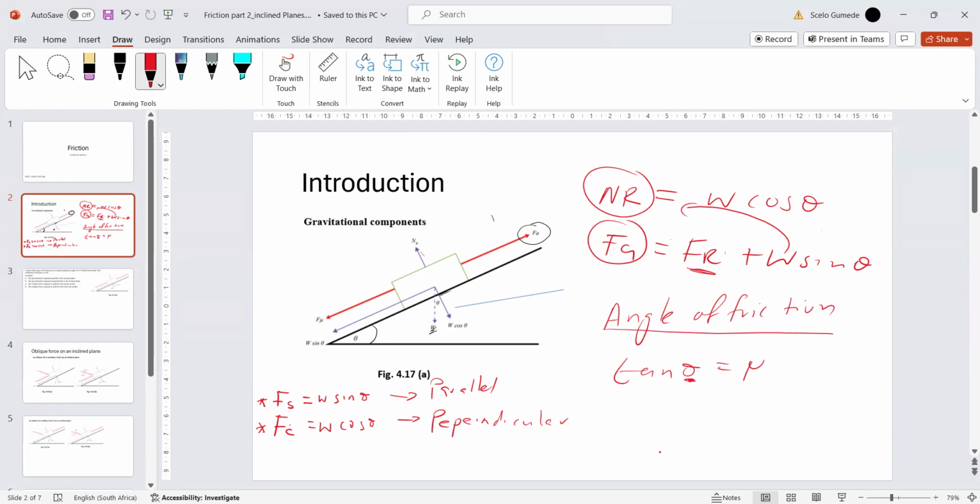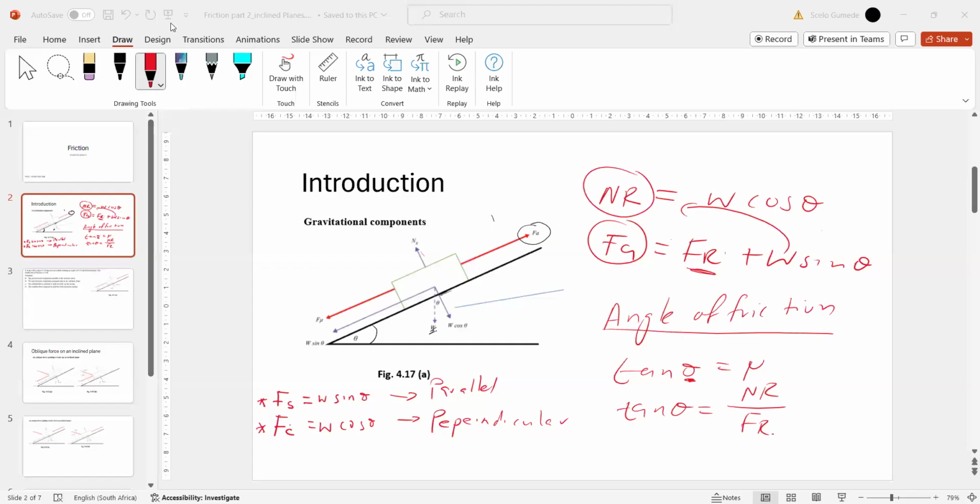But what is important is that the angle of friction is this, which means our tan theta can further be the frictional force over the normal reaction, which is equal to what? The coefficient of friction. That's how we're going to find that angle of friction. All right, let's move on to calculations now.